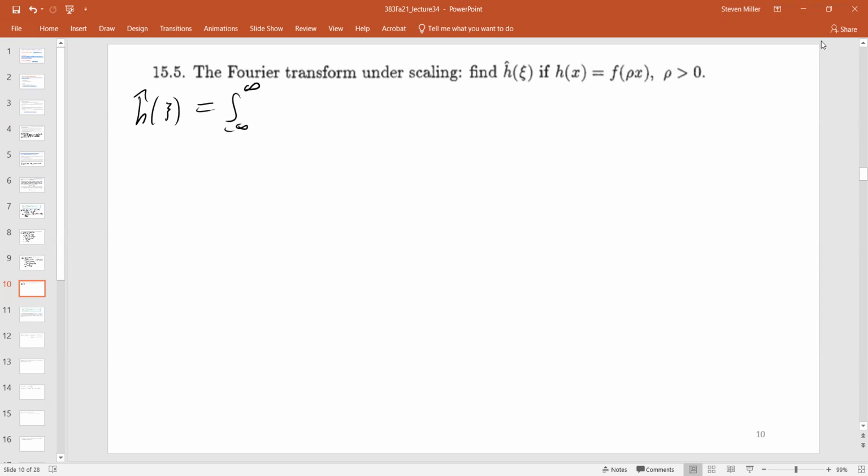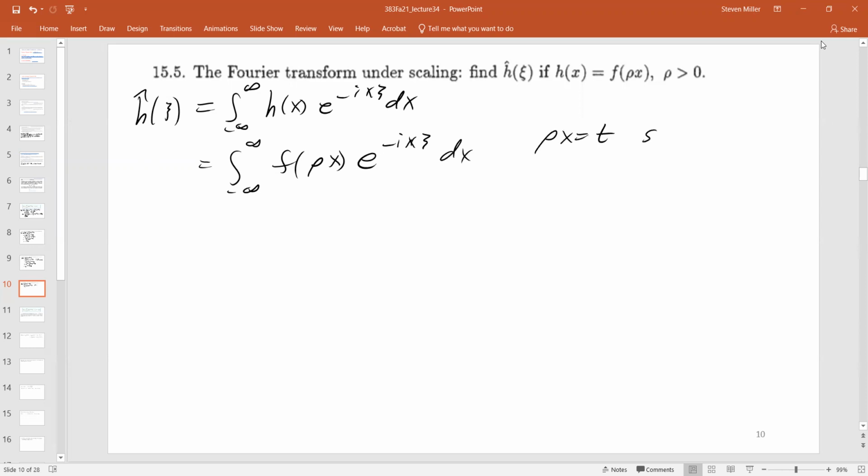So you go from minus infinity to infinity of h of x e to the minus i x c dx. So minus infinity to infinity f of rho x e to the minus i x c dx. What change of variables do I want to do now? Yeah. So rho x equals t. So x equals t over rho. Thus, dx is dt over rho.